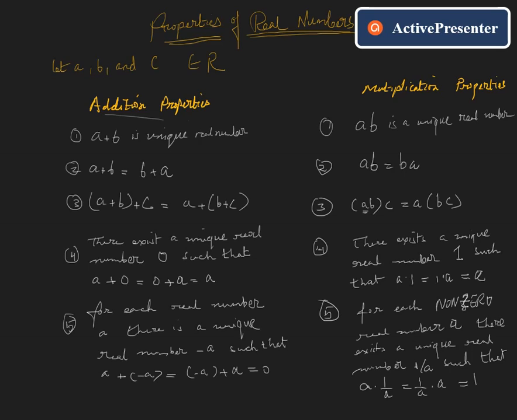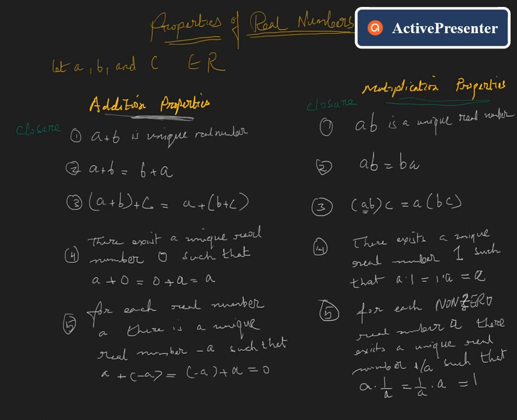In the addition properties, if A and B are real numbers, then A plus B is a unique real number. This is known as the closure property. Also, in the multiplication properties, if A and B are real numbers, AB is a unique real number, which is a closure property. Okay?